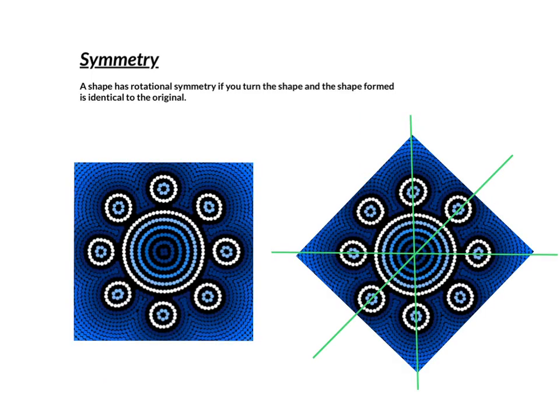One other type of symmetry that we need to talk about is called rotational symmetry. A shape has rotational symmetry if you turn the shape and the shape formed is identical to the original. If I have a look at the Aboriginal art to the left-hand side, I have turned the art 45 degrees and it has remained the same. If we have a look at all the green lines laid over the piece of art, we can see that as we turn, the image remains the same. If you turned your iPad or your device and looked at the image, you would see that no matter which way you turned the image, it would remain the same.